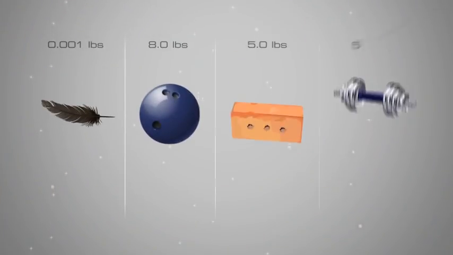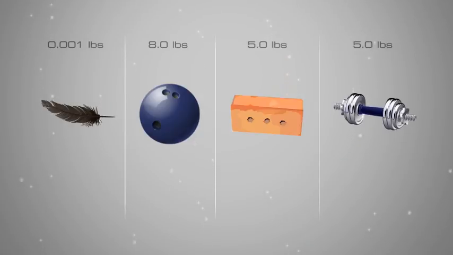Now let's take a look at different objects that have different masses and shapes in a vacuum. Notice that the brick, the bowling ball, the dumbbell, and even the feather will fall at the same acceleration, velocity, and the distance traveled are the same.